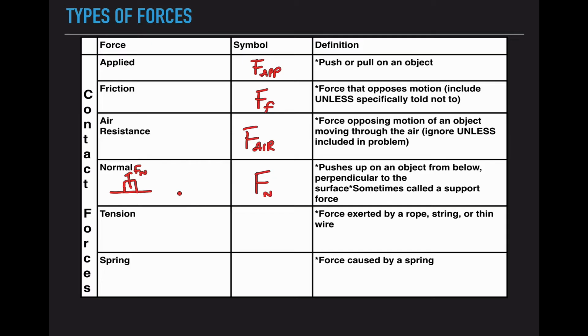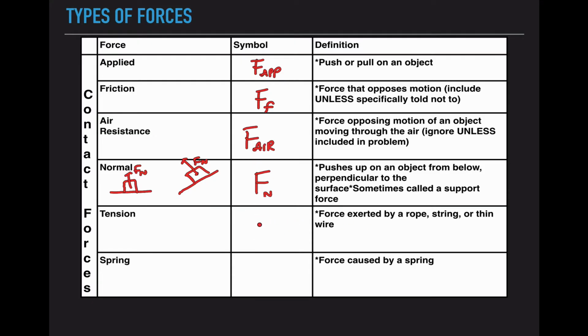If you have an object that is on an inclined plane, which is what we're going to look at in the next unit, if this is the object sitting, your normal force is perpendicular to the surface. So since the surface is at an angle, your Fn goes up in this direction. Okay, so keep in mind perpendicular to the surface has to be held true for normal forces.